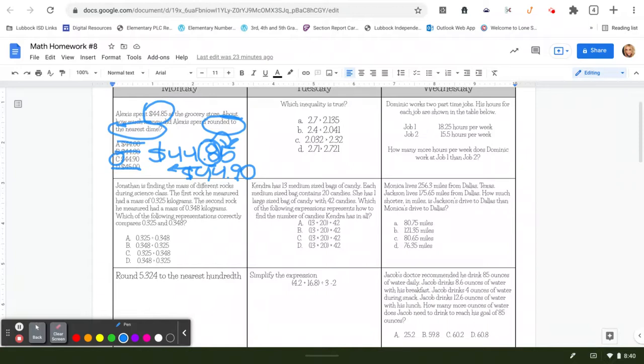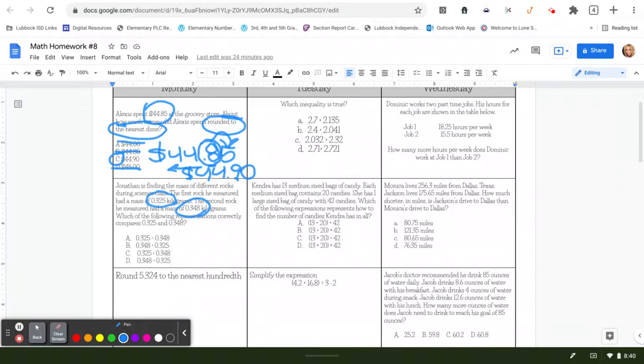On the next one, Jonathan is finding the mass of different rocks during science class. The first rock he measured has a mass of 325 kilograms. The second rock he measured has a mass of 348 kilograms. Which of the following representations correctly compares 325 thousandths and 348 thousandths?